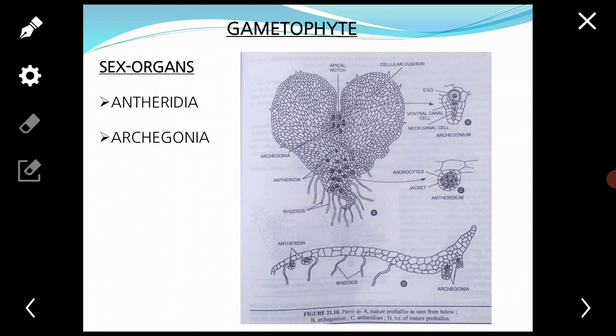Next, the gametophyte. The gametophytic generation begins with the formation of haploid spores. They germinate to produce the gametophytic plant body. The spore is the first cell of the haploid gametophytic generation.